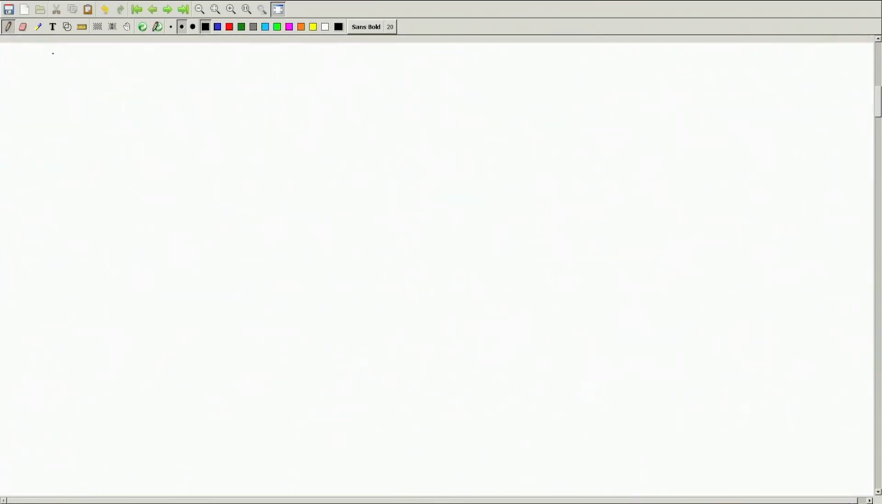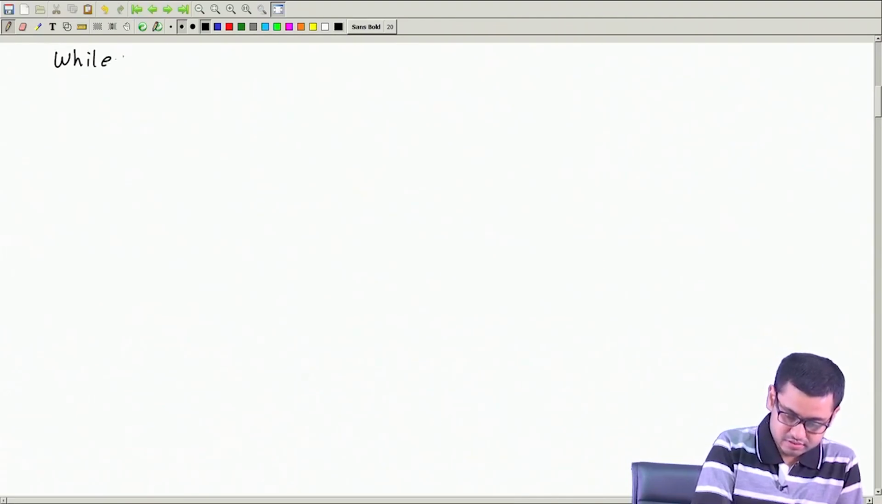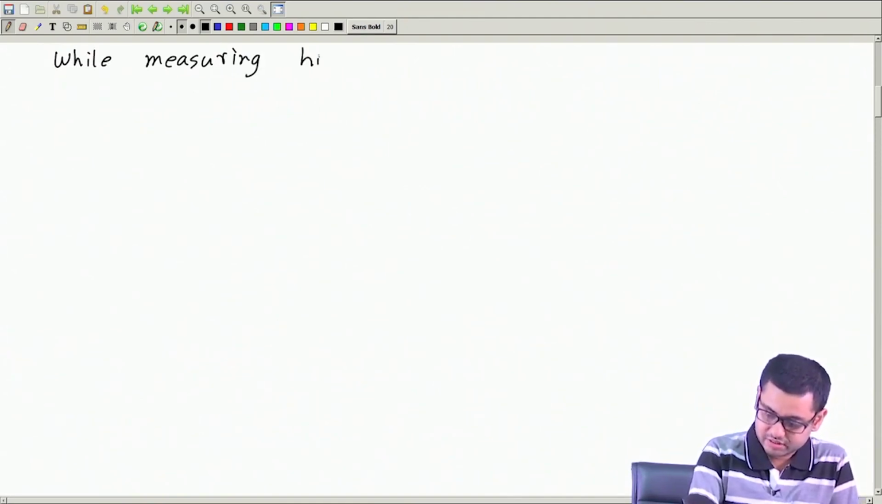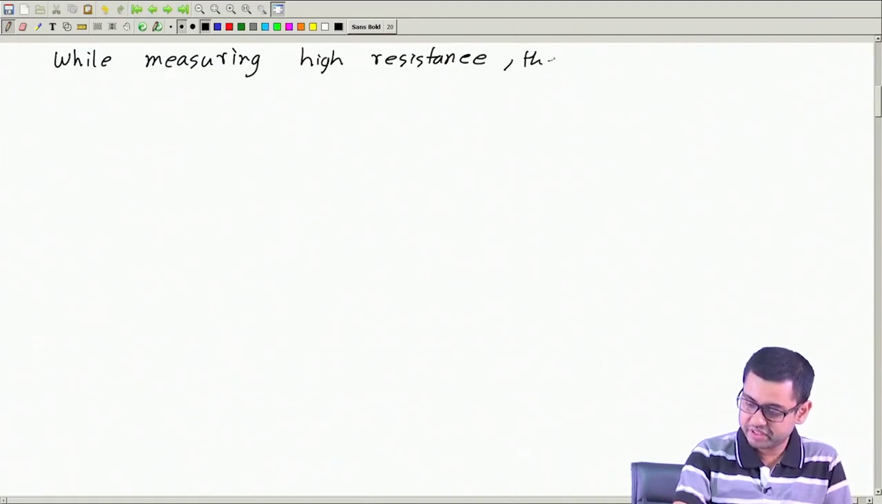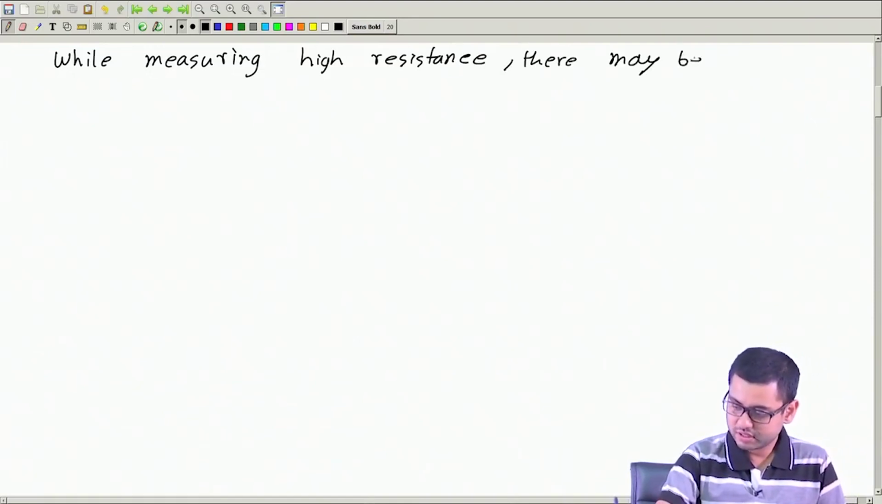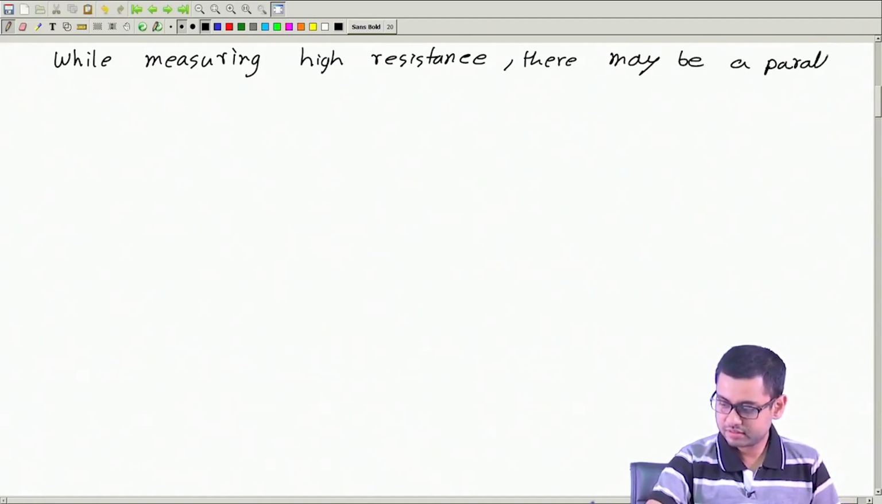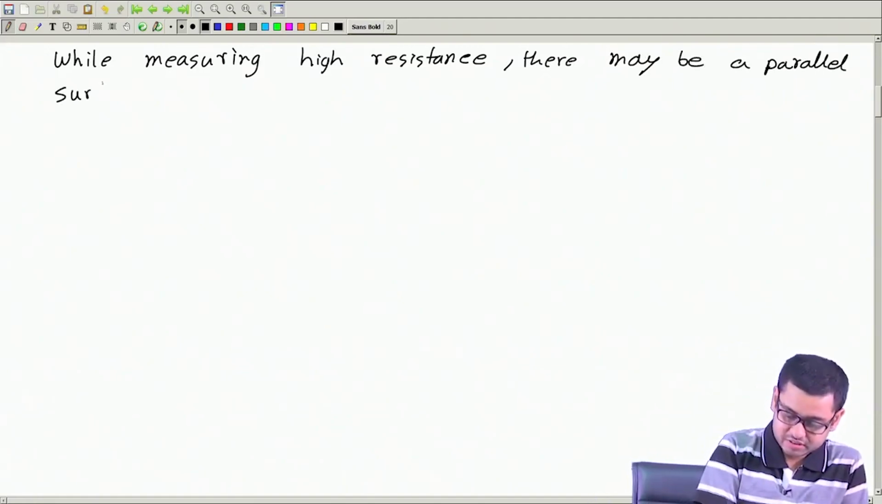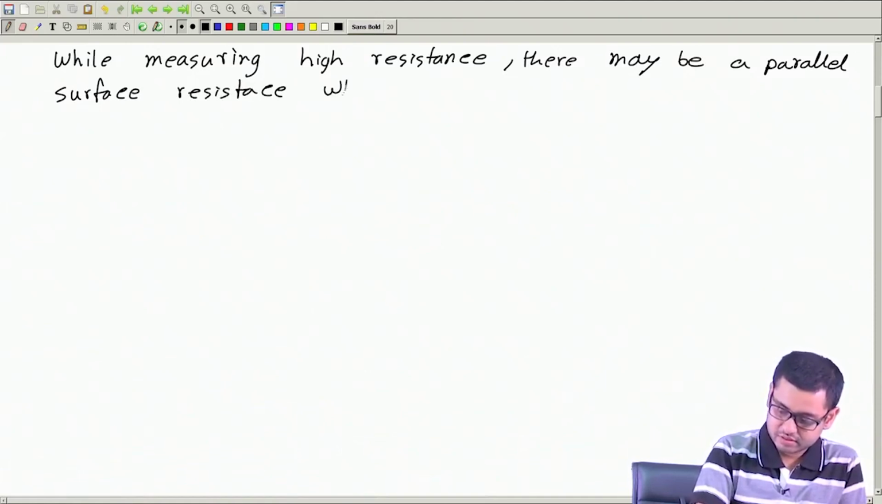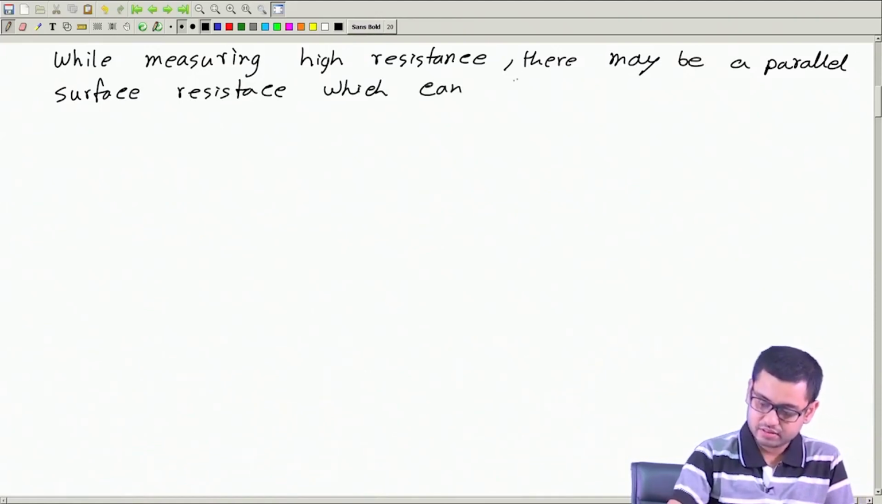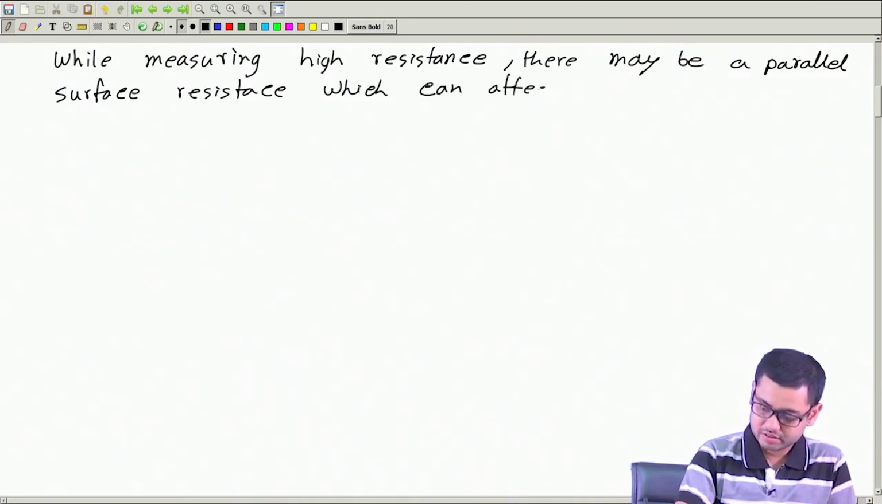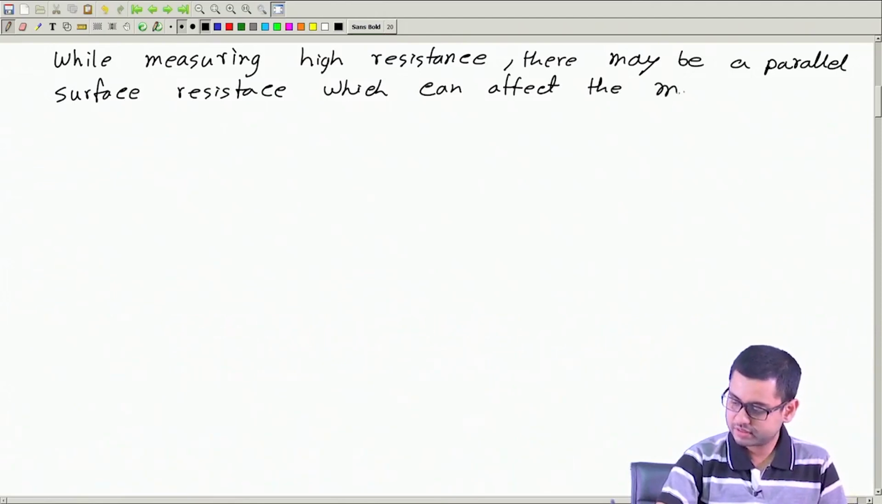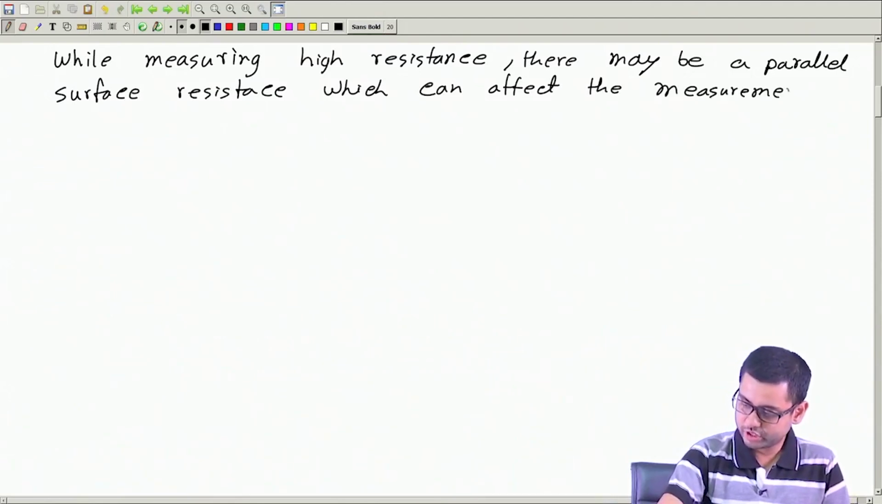So, what we have seen is that while measuring high resistance like insulation resistance, there may be a parallel surface resistance which may affect the measurement. Okay, so this is what we have seen.